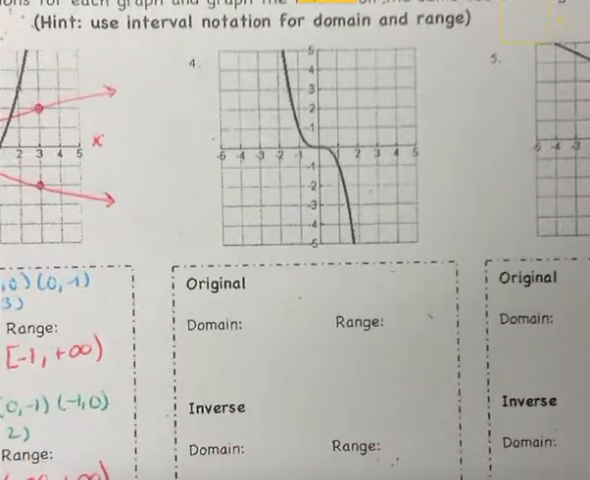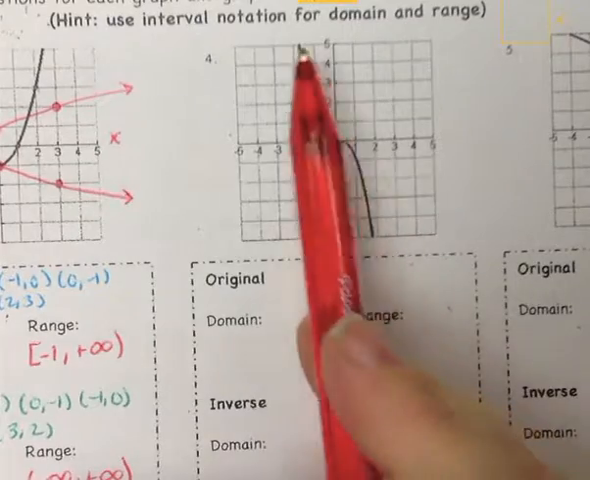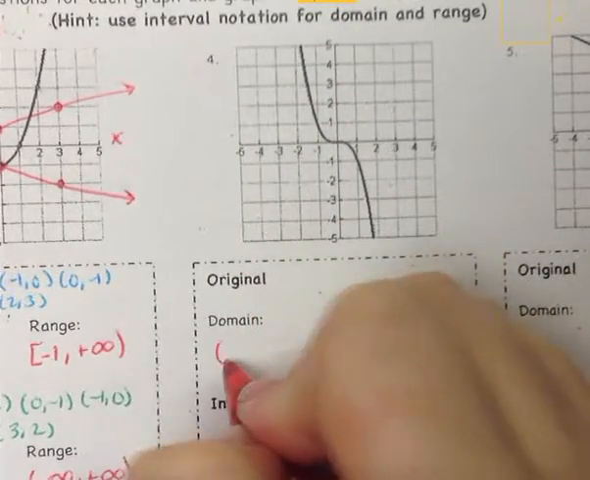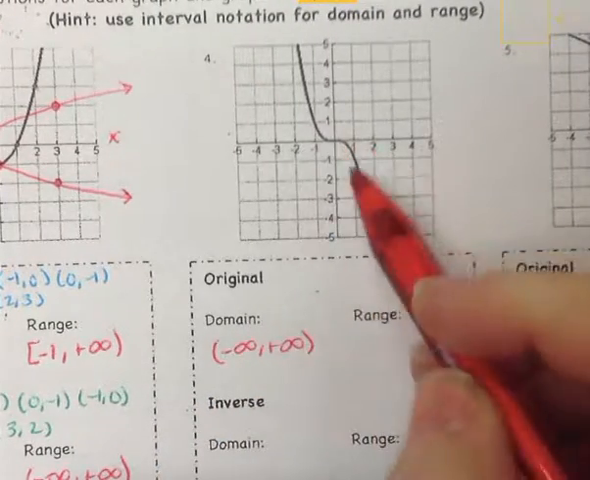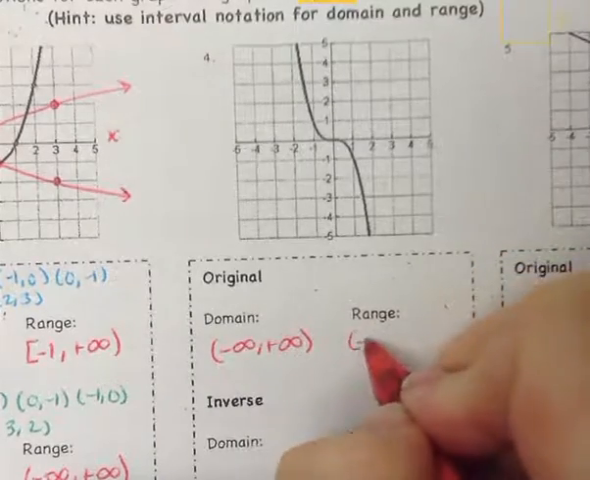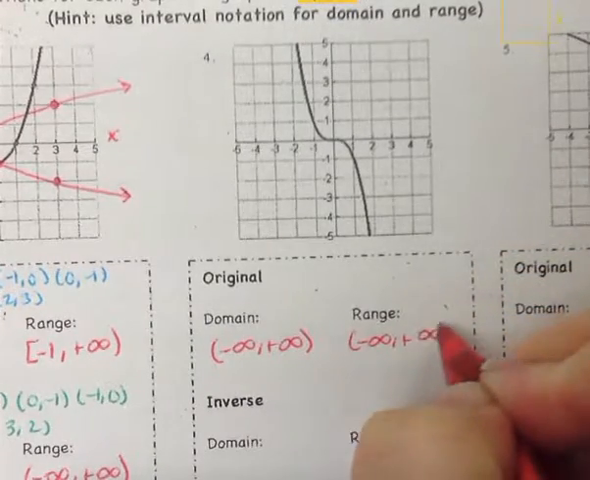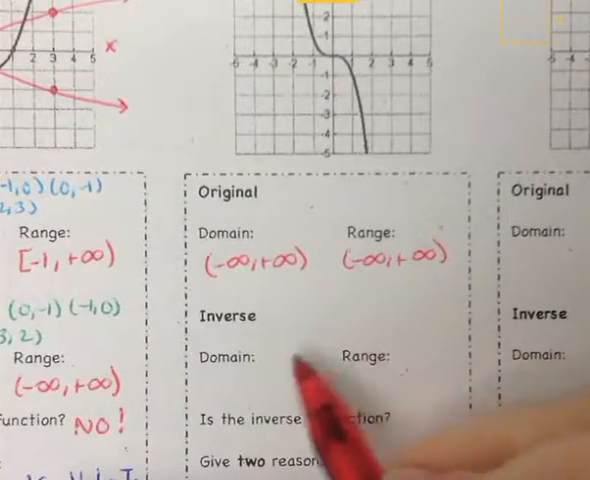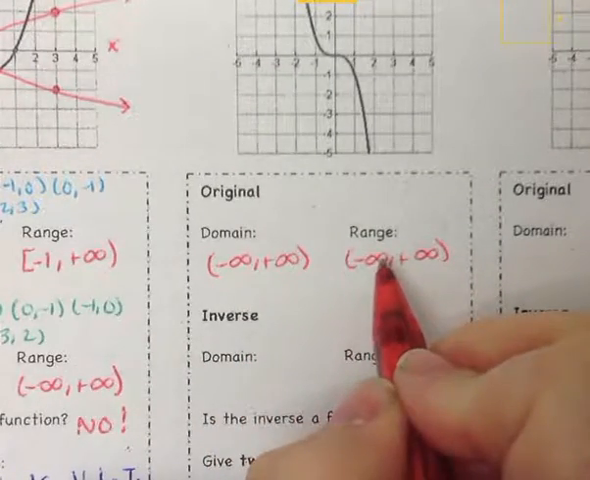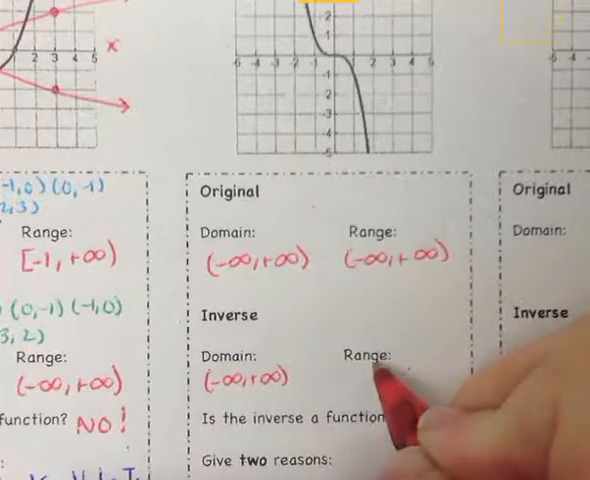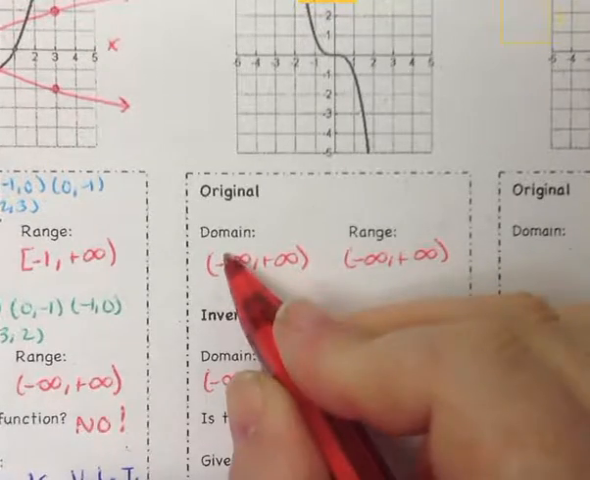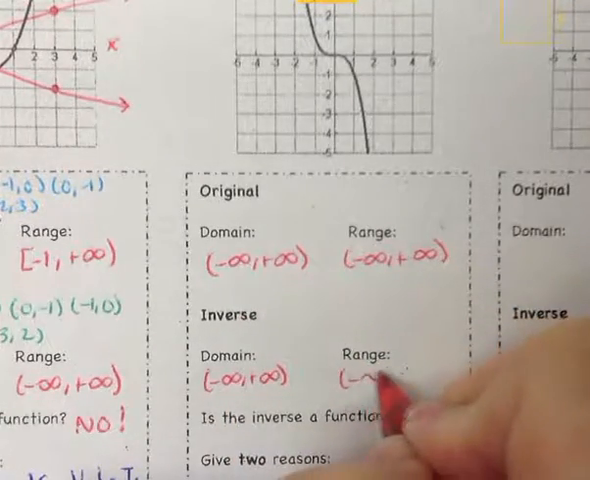On this next example, we're going to find the domain and range real quick of the original. The domain is going left forever and right forever, so it is -infinity to +infinity. The range is going down forever and up forever, so it is also -infinity to +infinity. Therefore, the inverse's domain is going to be the original range, so it'll be -infinity to +infinity. And the inverse's range is the original domain, so this will also be -infinity to +infinity.